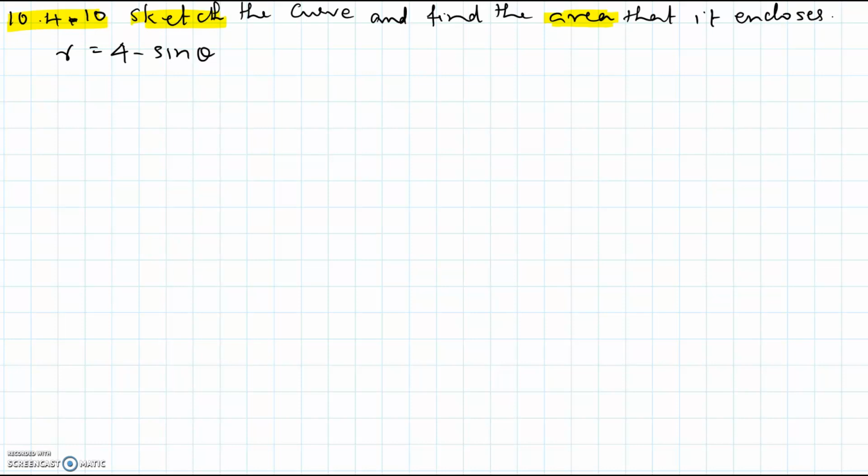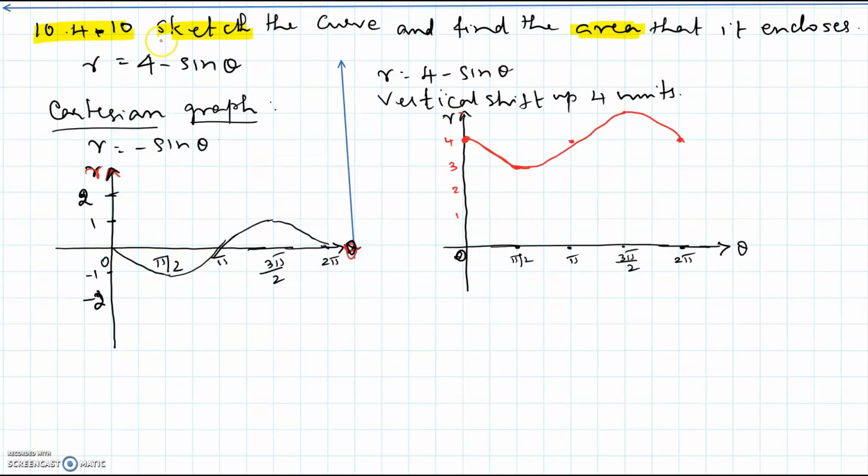Hi, in this video, I will be showing you problem number 10 of chapter 10 section 4. Sketch the curve r equals 4 minus sine theta and find the area that it encloses. First we have to sketch the curve, which is a polar curve.